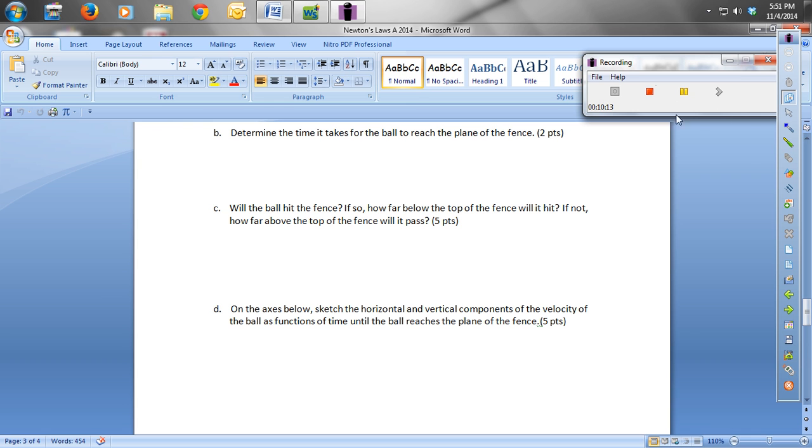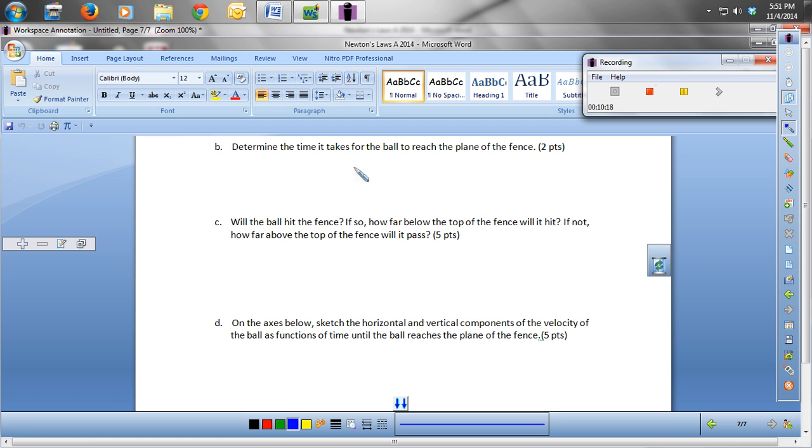All right. So B says determine the time it takes the ball to reach the plane of the fence. Well, dx equals vxt. They told you that it was 32 meters to the fence. Well, if that angle was 37 right there, and this is 20 meters per second. On the test, it gave you the cosine because they wouldn't let you use a calculator. Cosine of 37 was 0.8. And if you used your calculator, you got 0.79 something, that's all right.